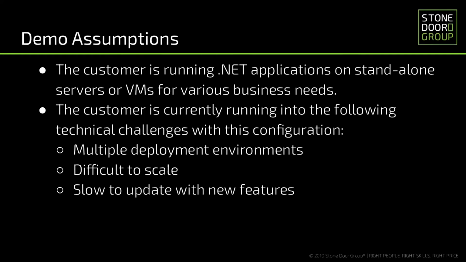So the assumptions that we have for this demo are that the customer is running a .NET application on standalone servers or VMs. If you're migrating from some other Kubernetes distribution besides OpenShift to OpenShift, you're not going to see much of a difference. OpenShift really is just Kubernetes. It's the Red Hat enterprise version of Kubernetes with the Red Hat add-ons. And so this demo is really keeping in mind the person that's new to that world.